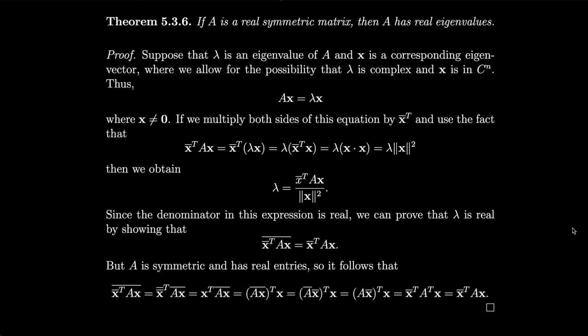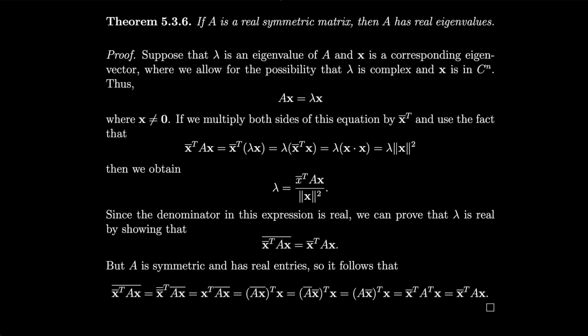If we multiply both sides of this equation by the conjugate transpose of x, we get the conjugate transpose of x times Ax is equal to the conjugate transpose of x times lambda x. We just substitute lambda x for Ax, and then we can pull out that lambda. So then we have conjugate transpose x times x, which is the same thing as lambda times x dotted with x, which is lambda times the magnitude of x squared.